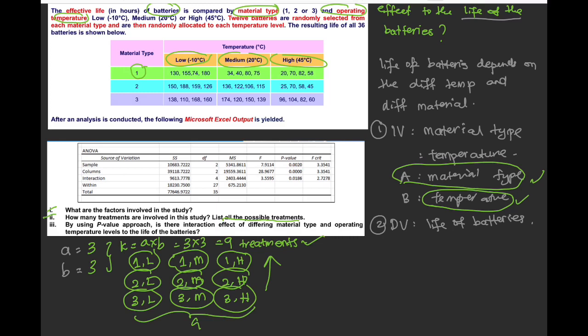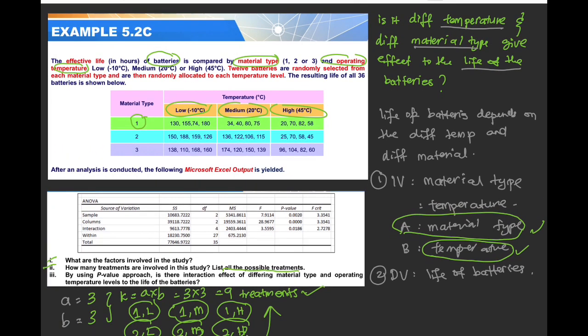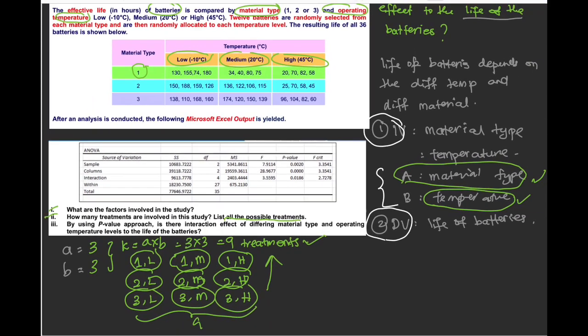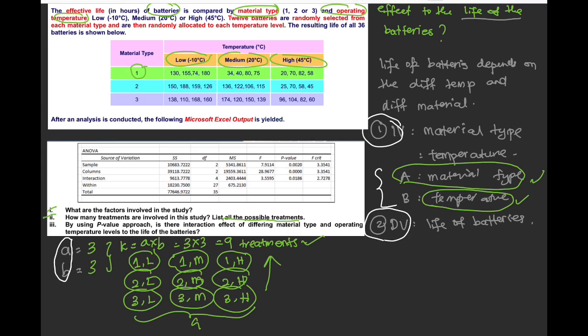Right, so I'll leave it first for number 3. I hope you can understand from the two-way ANOVA here what the independent variable is, what the factors are, what the dependent variable is, what the number of factor A and factor B is, how to calculate treatment and list all the possible treatments.